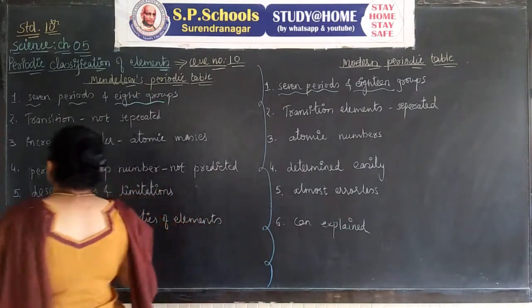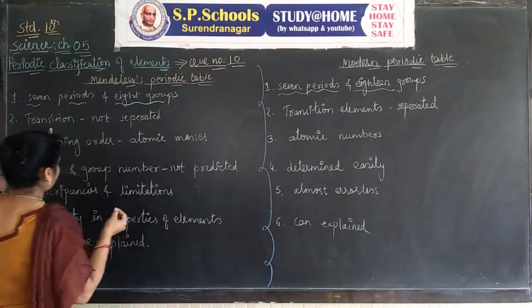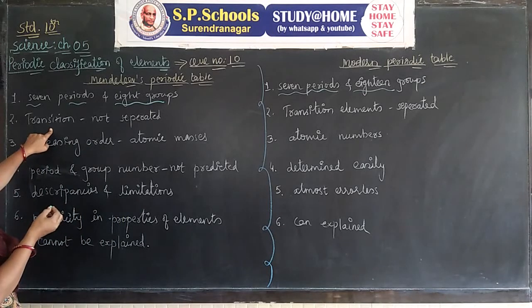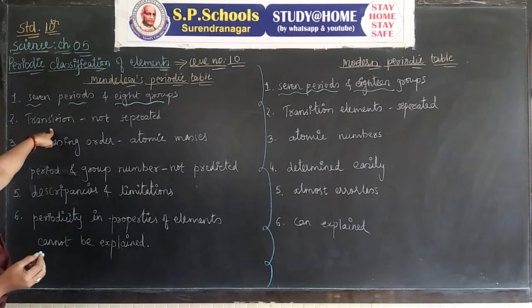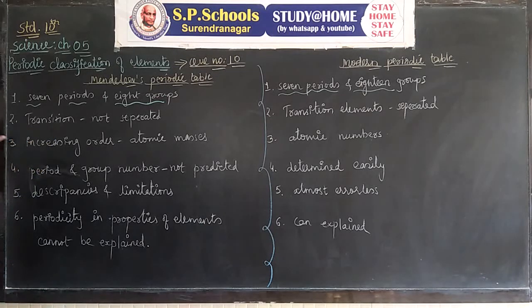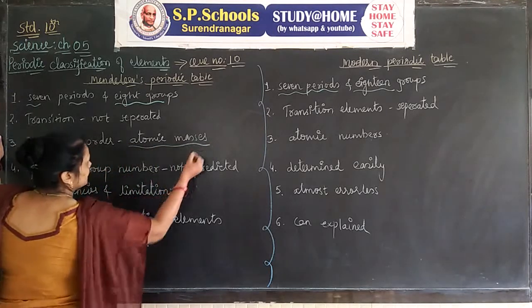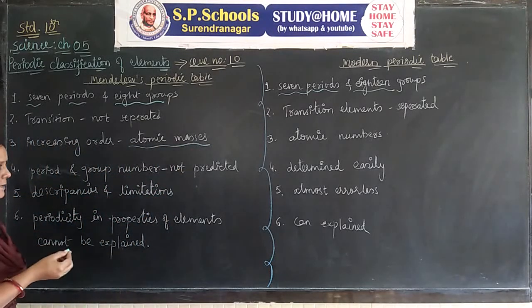Transition elements are not separated in Mendeleev's periodic table, while transition elements are separated in the modern periodic table. Elements are arranged by increasing order of their atomic masses in Mendeleev's table, while in the modern periodic table elements are arranged in increasing order of their atomic numbers.